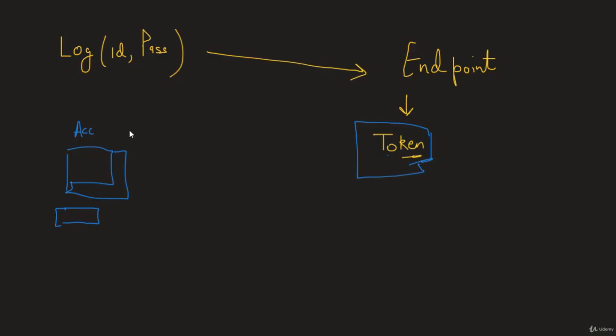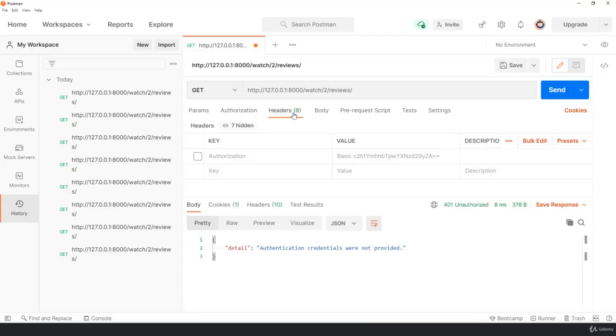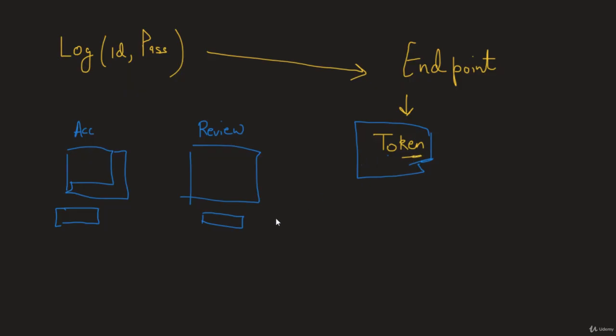Maybe they want to access any other page, maybe their own review. So we have a review section, a review endpoint, and they need to carry this token to this page also in the form of a header. So they carry this header with authorization and this token. Whenever they carry this token, they are allowed to access it. Otherwise, they are not allowed. The same process is followed for each and every page which has some restriction.